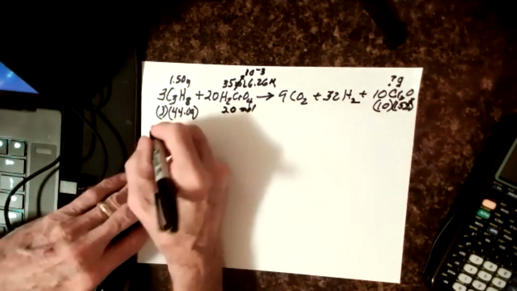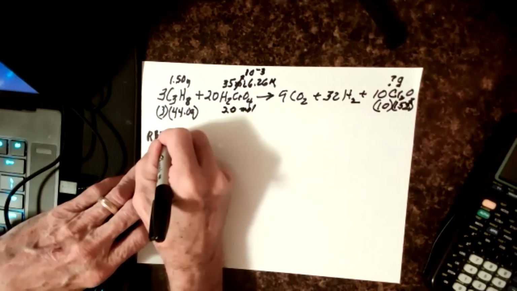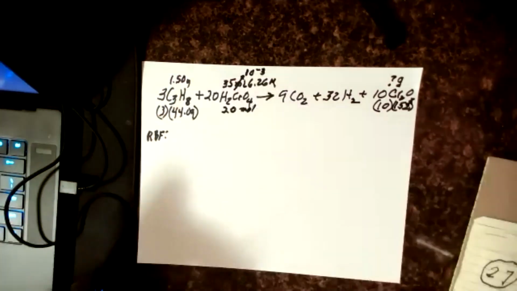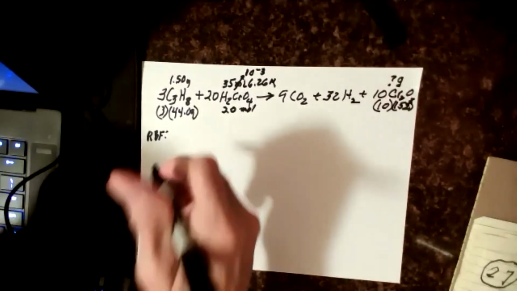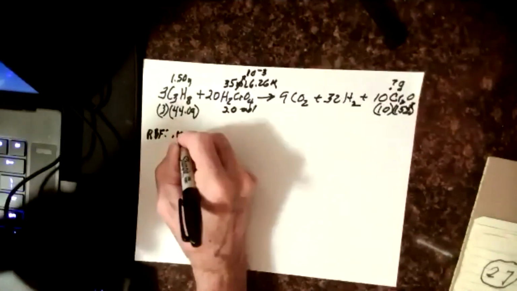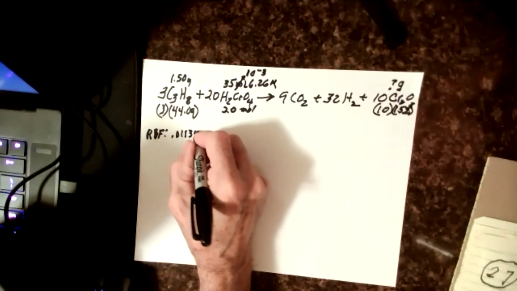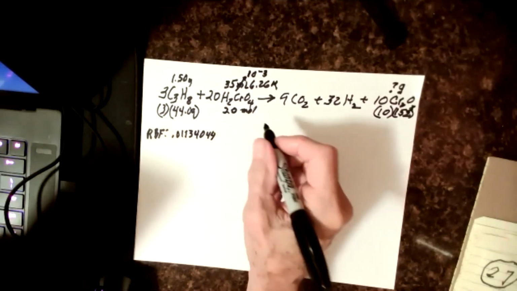Now, I can get my 2 rebalancing factors. I'm going to take 1.5, divide by 3, and divide by 44.09. So 1.5 divided by 3 and divided by 44.09. This one comes out to be 0.011340444, are all the digits I see on my screen.